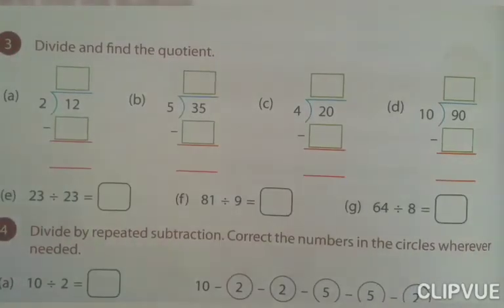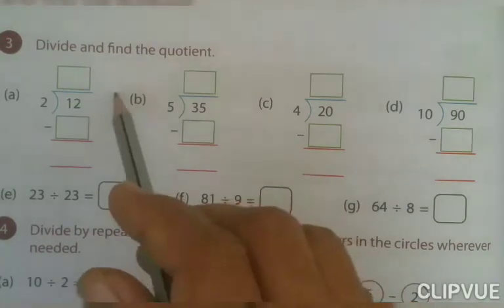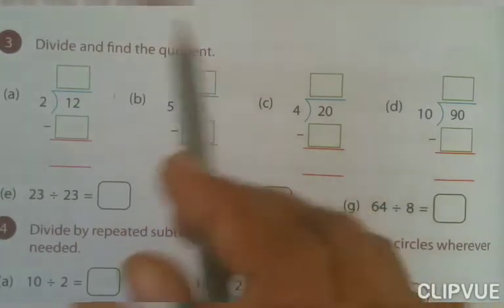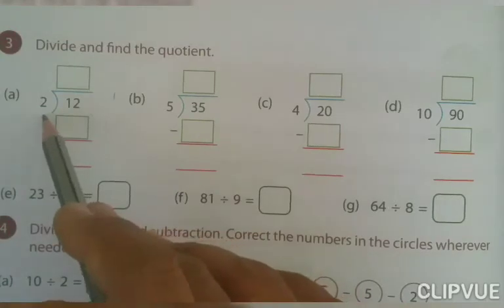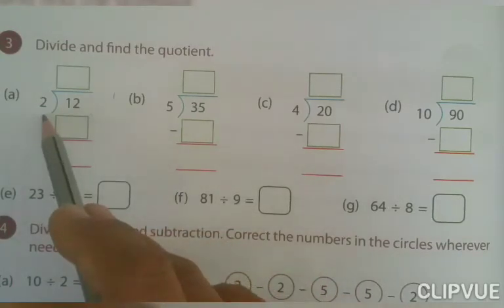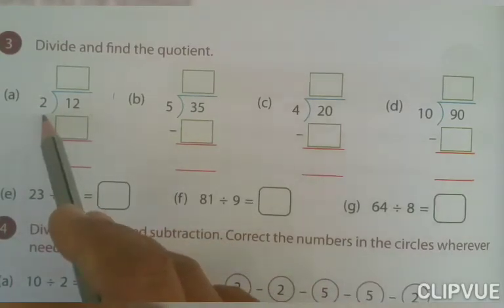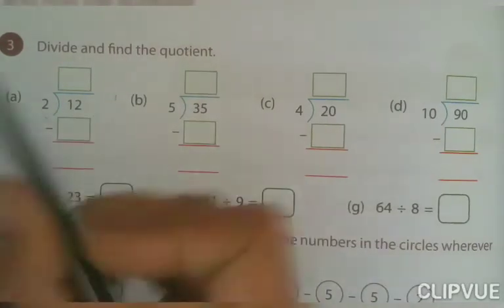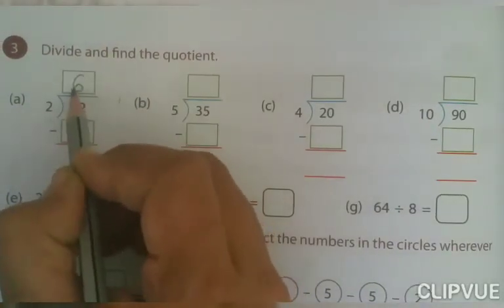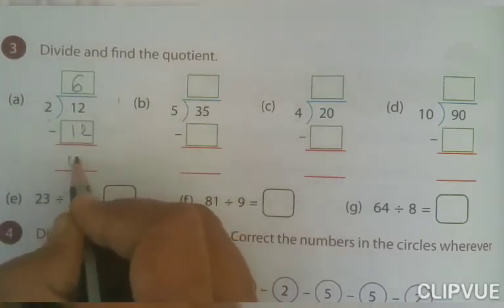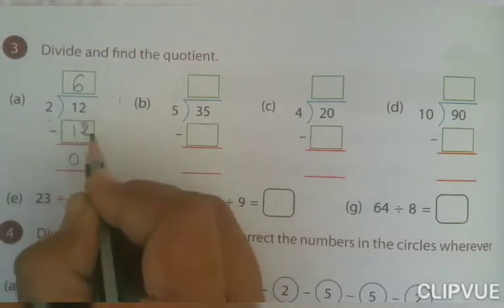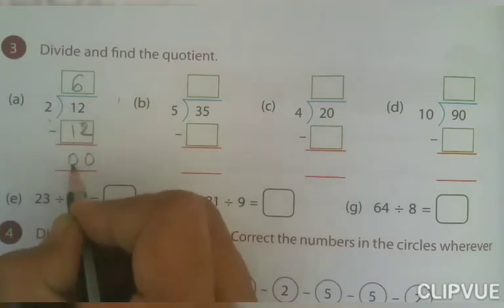Now some another example I want to explain you here. Divide and find the quotient. Here the dividend is 12 and its divisor is 2. Now you know very well in the table of 2 at which number you get the 12, and you know the table of 2, 2 6s are 12. Then you write down the 6 in the quotient place and minus 12, your remainder is 0 because 2 minus 2 is 0 and 1 minus 1 is 0.